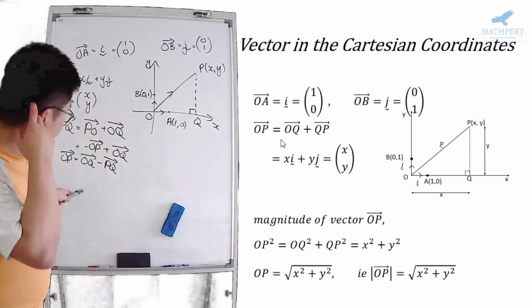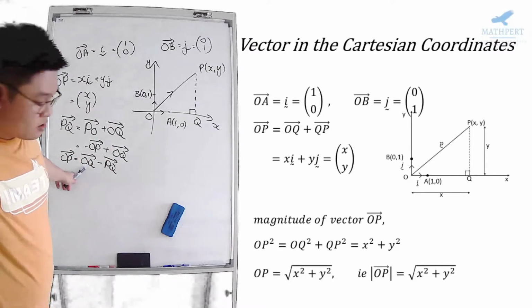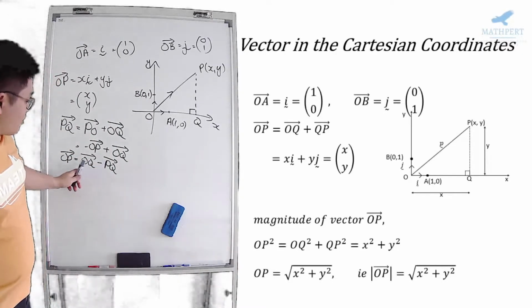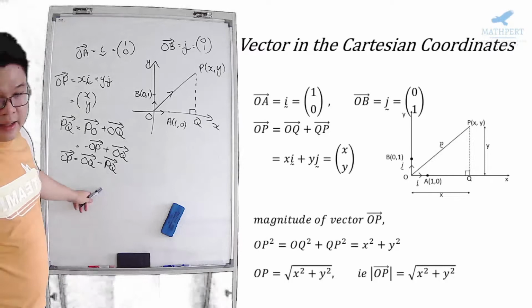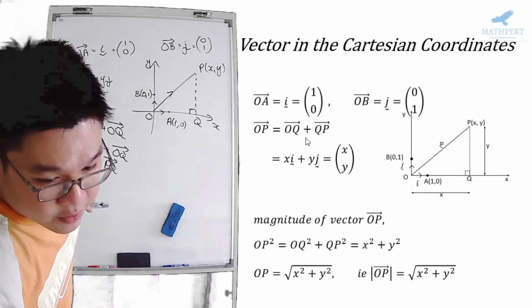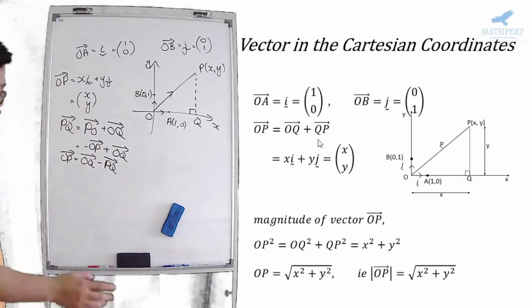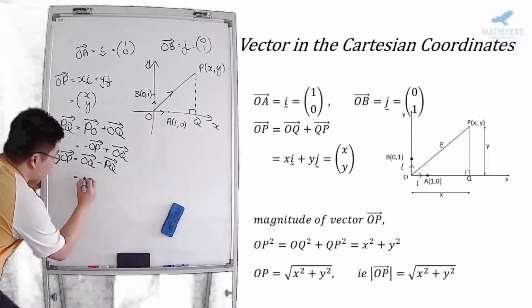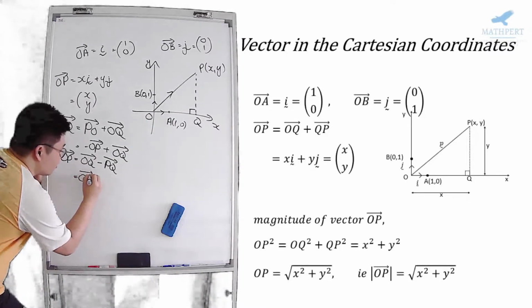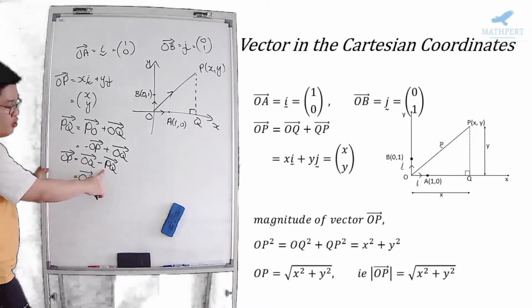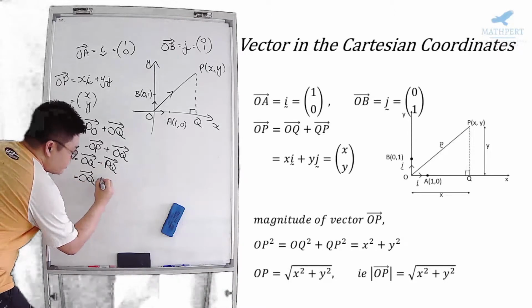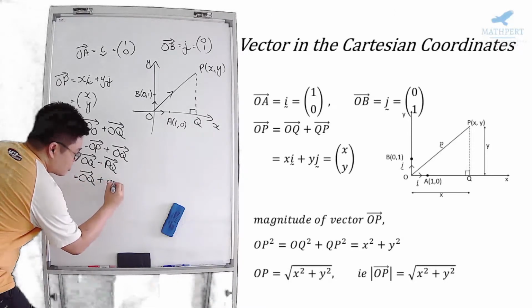OP is equal to OQ minus PQ. And here it is written as QP. So we can say OQ negative PQ, we can rewrite it as plus QP.